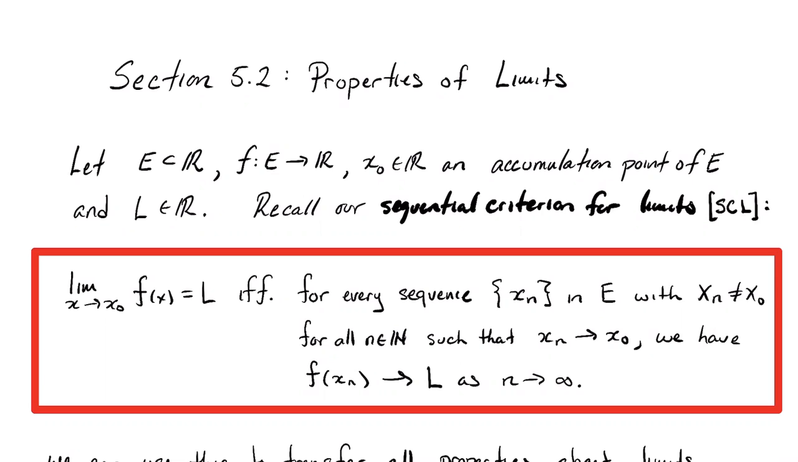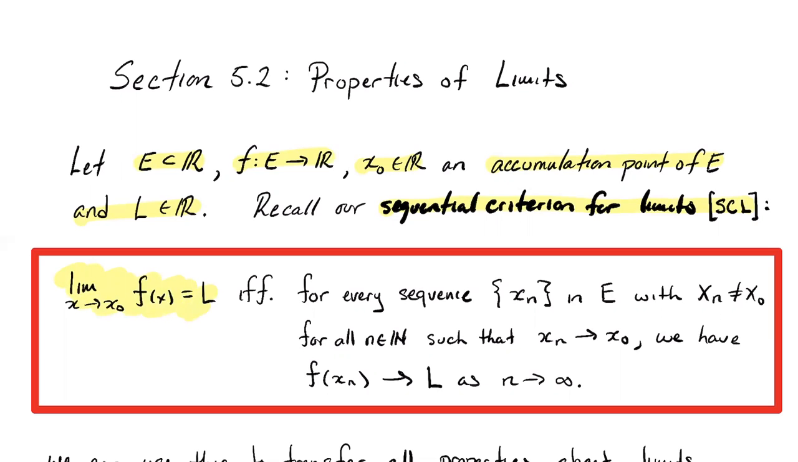All right. So in particular, let's recall that sequential criteria for limits. I've got the preamble for it written here in bold, and we'll assume this everywhere in the lecture: we've got some subset of the real numbers called E, some function defined on it, and then we take some accumulation point of that set and some number called L. Those are just the necessary ingredients for us to be able to speak about this limit as we've defined it.